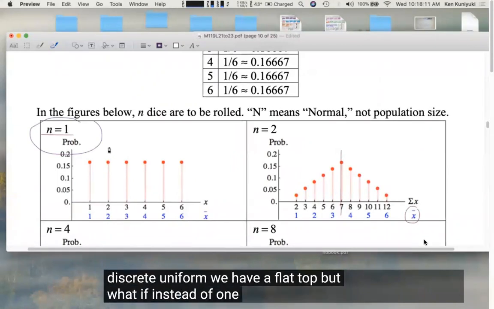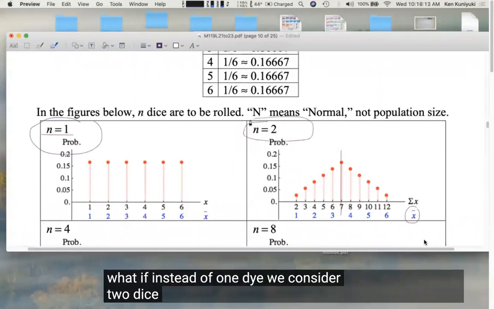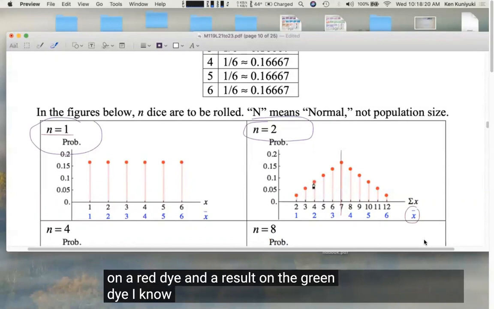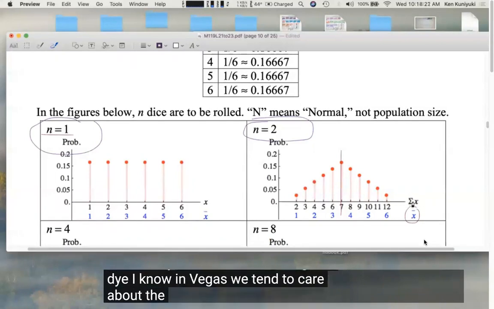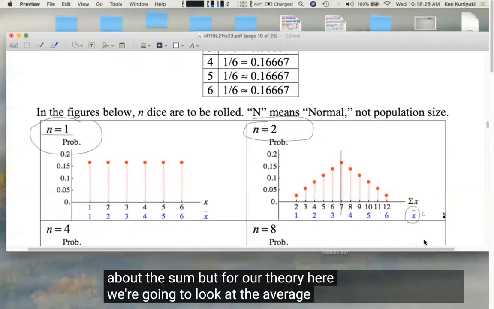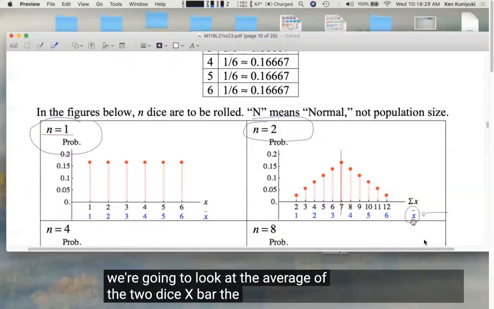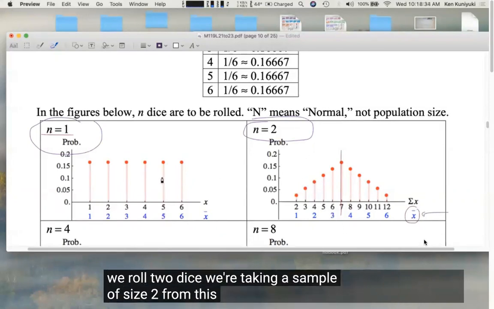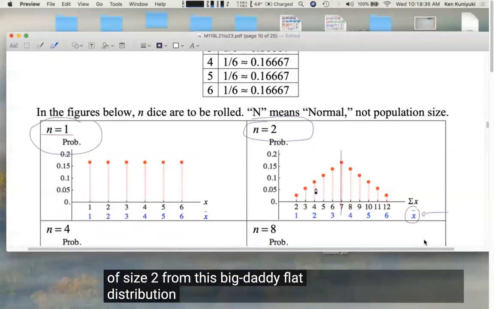But what if instead of one die, we consider 2 dice? Now, 2 dice, we have a result on a red die and a result on the green die. I know in Vegas, we tend to care about the sum, but for our theory here, we're going to look at the average of the 2 dice, X bar, the sample mean. When we roll 2 dice, we're taking a sample of size 2 from this Big Daddy flat distribution.